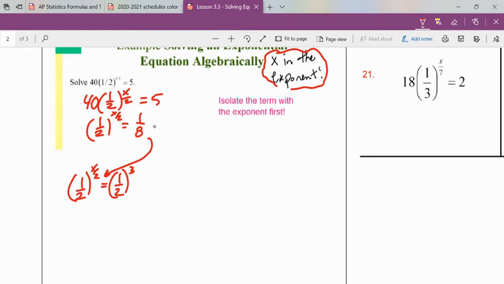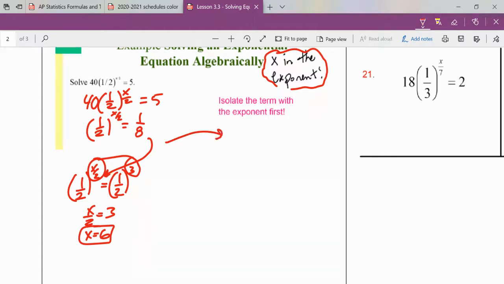Because then what that allows me to do is sort of like what we just did with the last problem: if I've got the same base, really I'm just going to compare these pieces here. So it's just x over 2 equals 3, multiplied by 2, x equals 6. Now, that doesn't always work, because sometimes you get maybe a 1 over 7 where that doesn't jive.